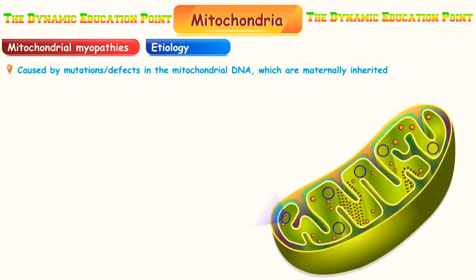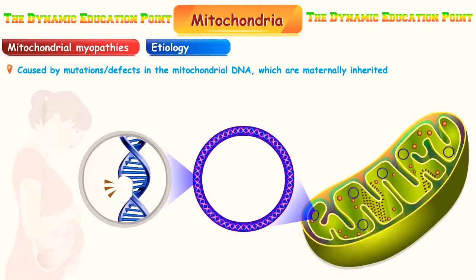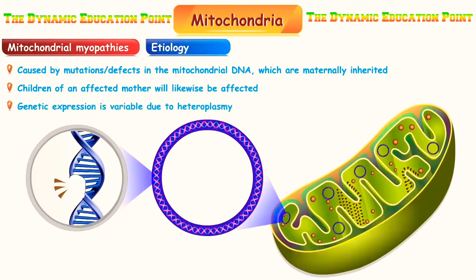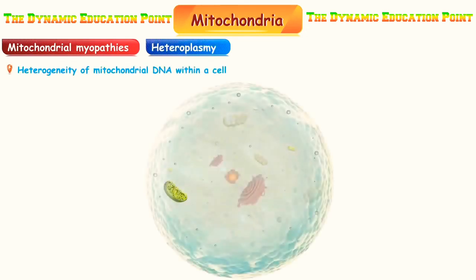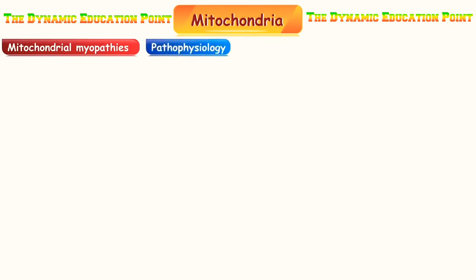These are caused by mutations and/or defects in the mitochondrial DNA, which are maternally inherited. Children of an affected mother will likewise be affected. The genetic expression is variable due to heteroplasmy. Heteroplasmy is the heterogeneity of the mitochondrial DNA within a cell. It's caused by selective distribution of mitochondria with mutated DNA, and can result in variable expression of diseases that follow mitochondrial inheritance.